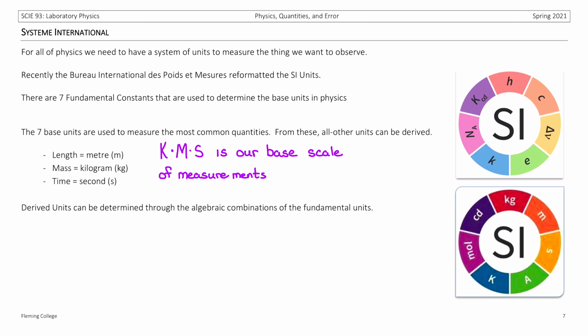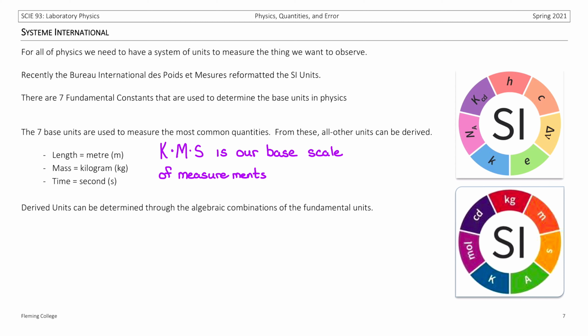In the wheel at the bottom of the page, we see the ampere, the Kelvin, which measures temperature, the mole, which is a count of the amount of a substance, and the CD, which is a candela, which is a measure of how much light we have.